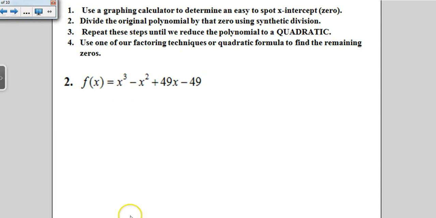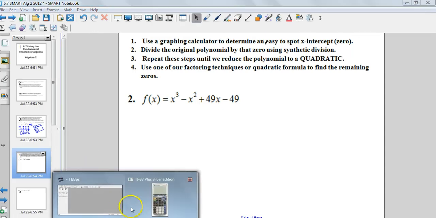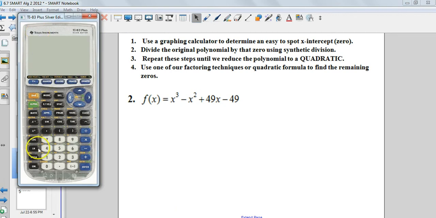So you're going to go ahead to y equals and type in that function. So we've got x to the third minus x squared plus 49x, and then minus 49. Oops, that was supposed to be a 9.